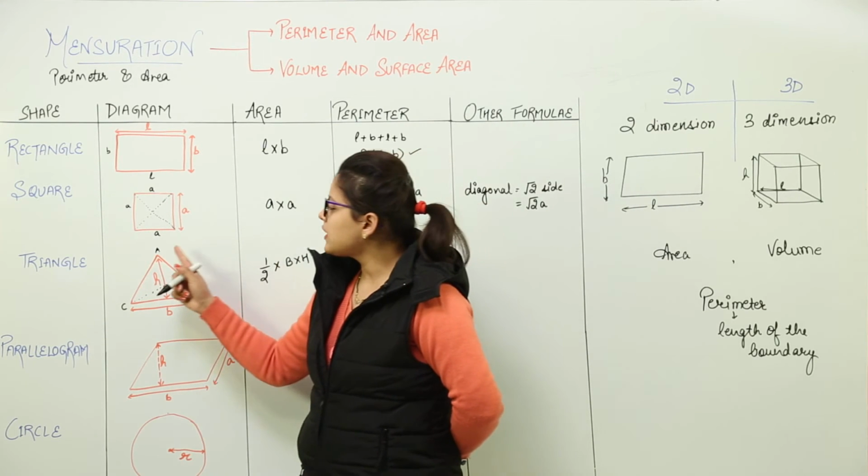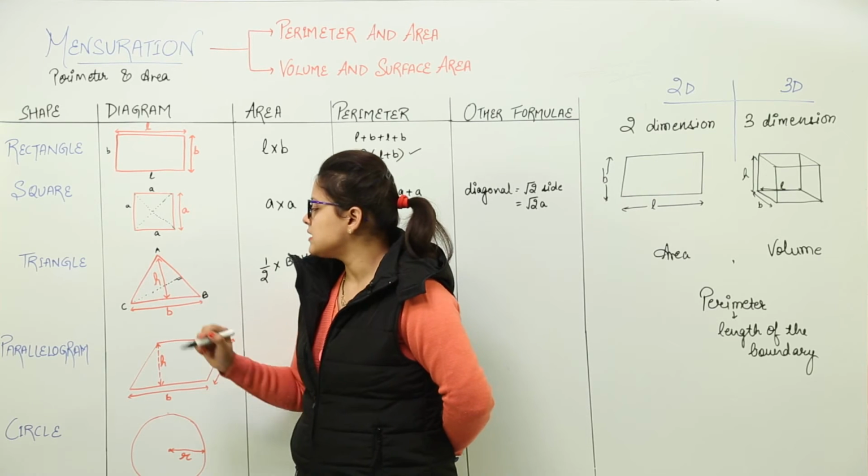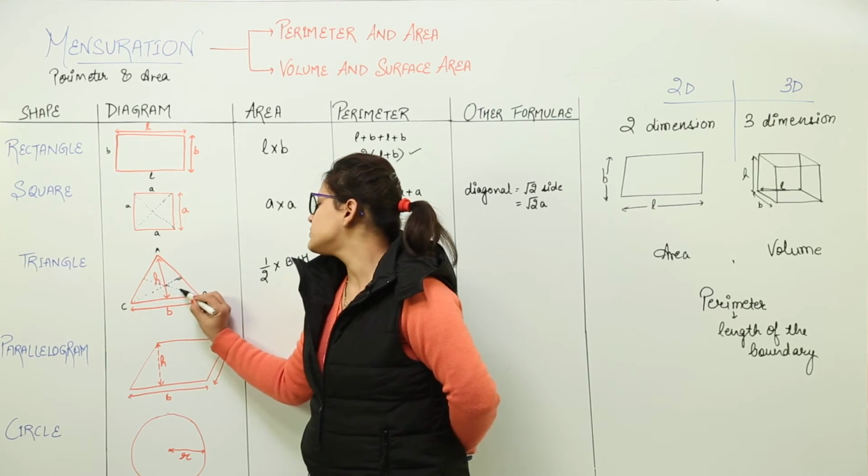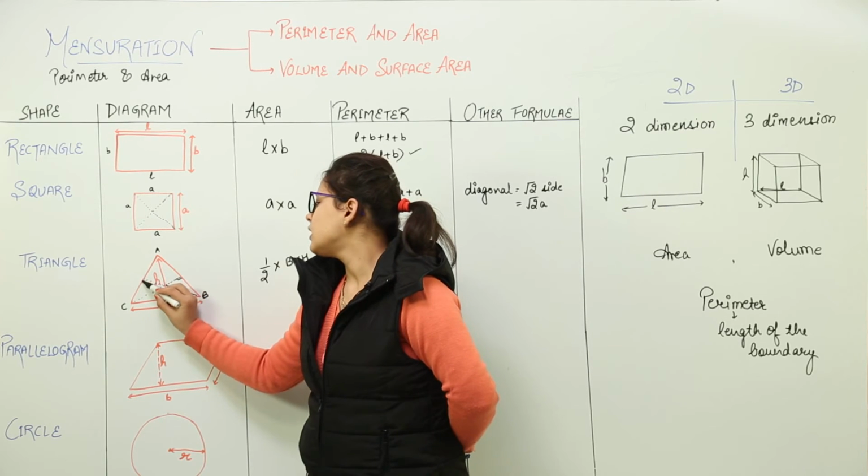Same goes if I have taken the base as AC, then the height would be the perpendicular from the opposite vertex B. Understood?